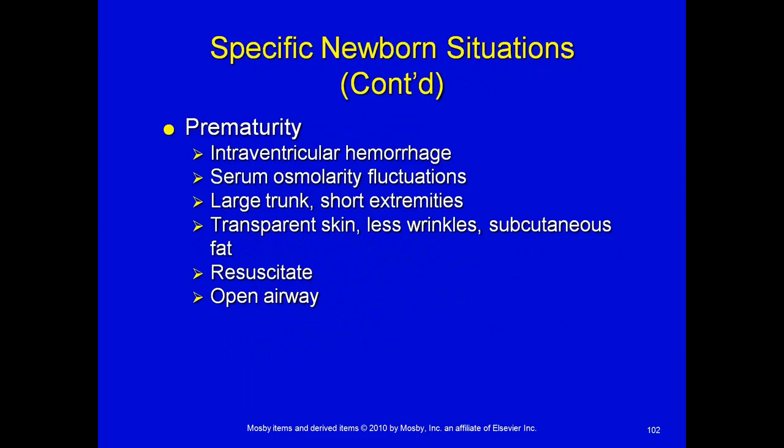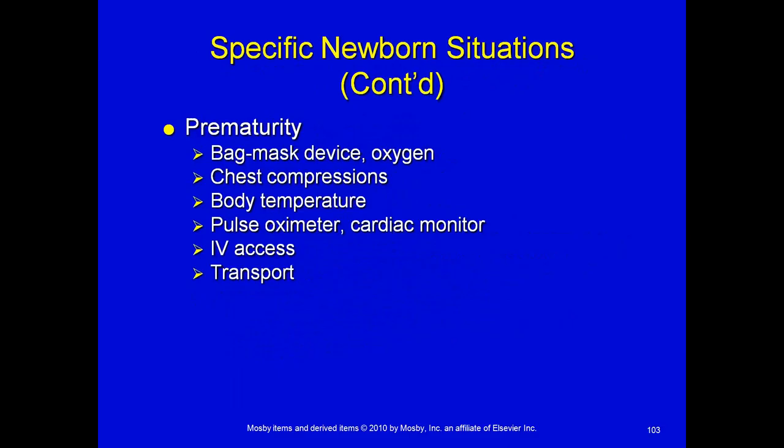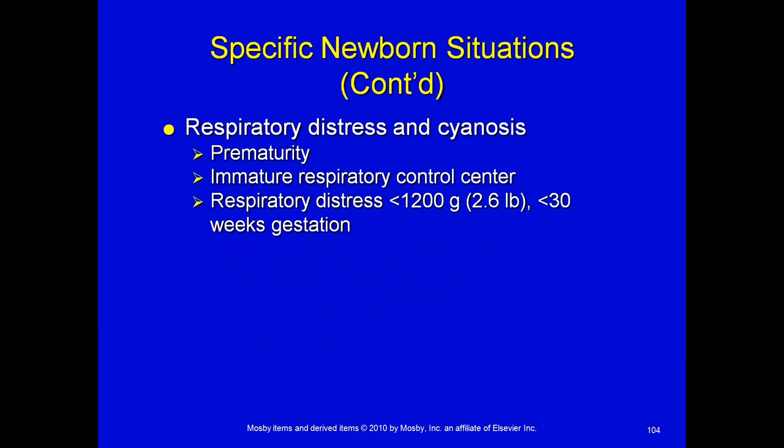When they are born prematurely, their skin may be transparent, has fewer wrinkles, less subcutaneous fat, and they may require resuscitation, which always begins with opening the airway. Then consider bag mask ventilation, chest compressions if less than 60 and unresponsive, maintain adequate body temperature, assess pulse oximetry, heart monitor, gain IV/IO access, and transport.